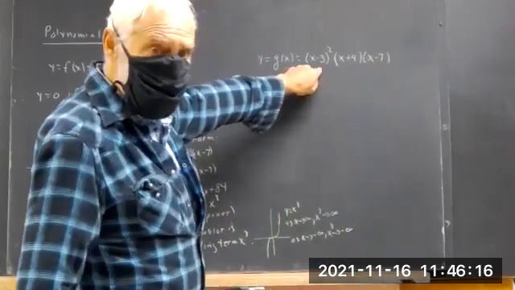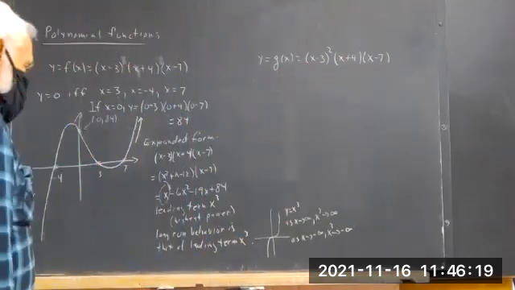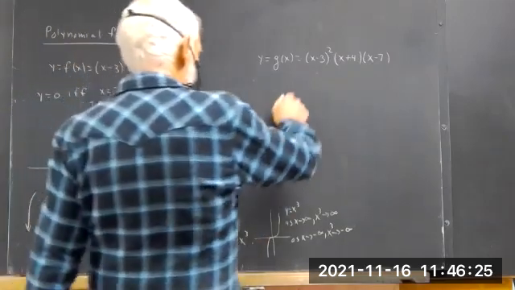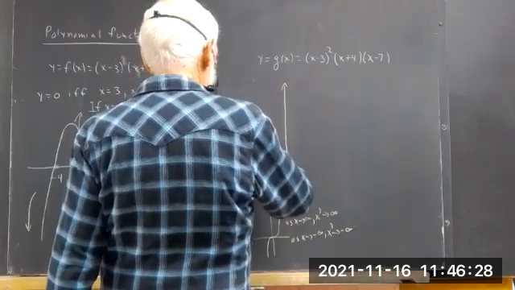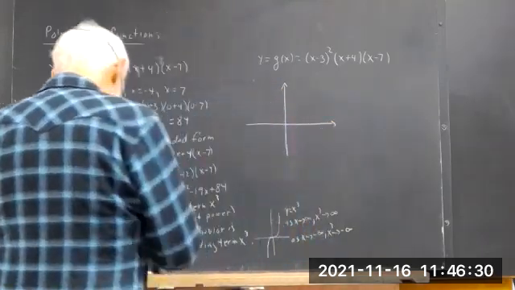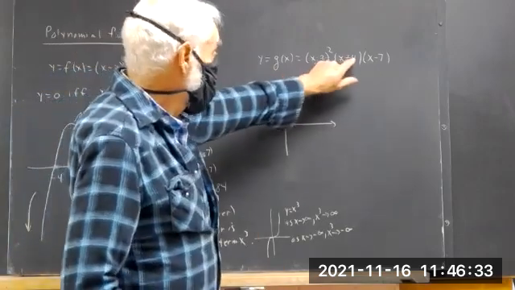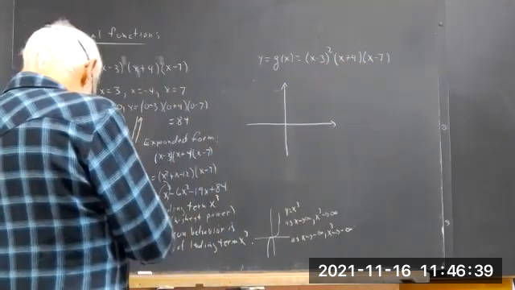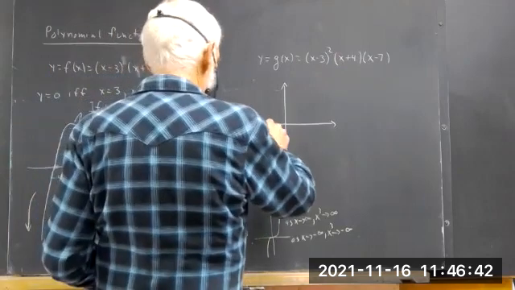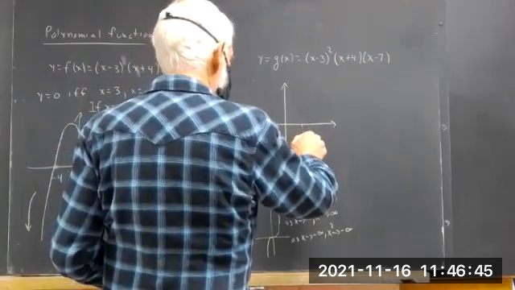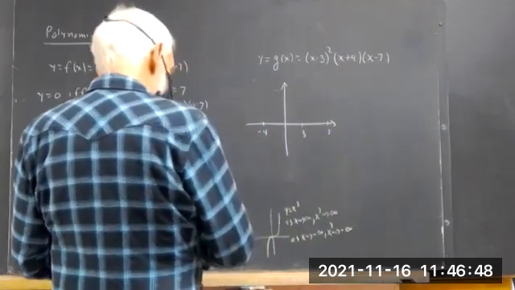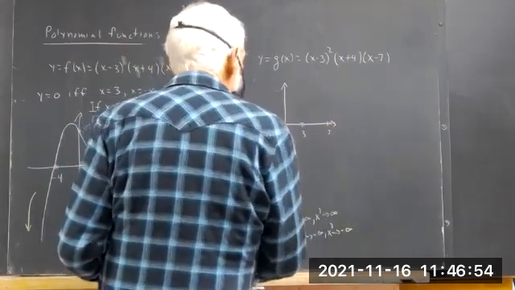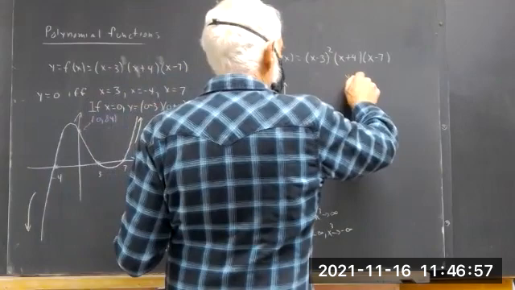Now I've squared this x minus 3. Now if we do the same analysis, we still get zeros when x is 3 or negative 4 or 7. So we have these points on our graph. The y-intercept.